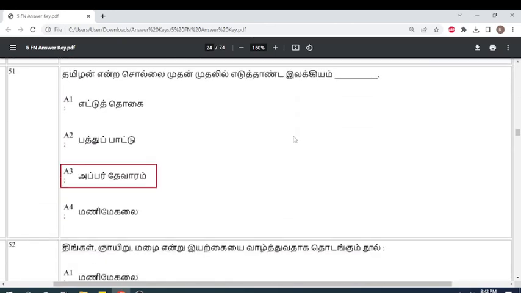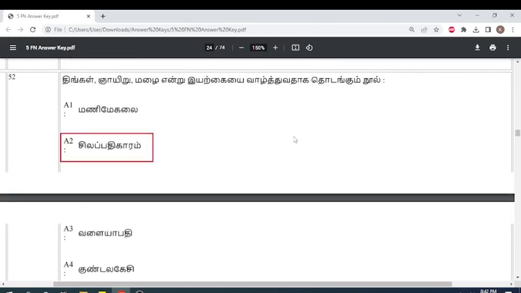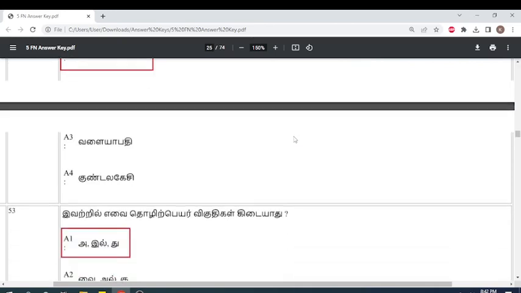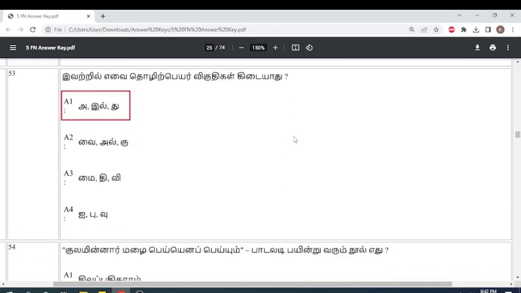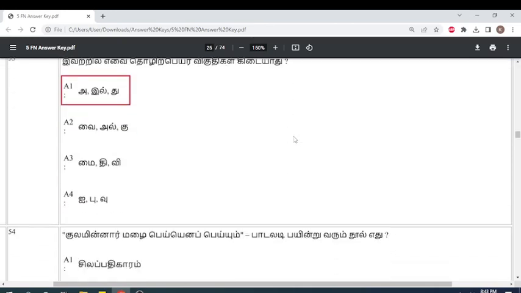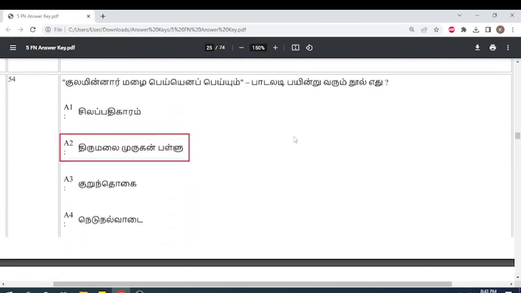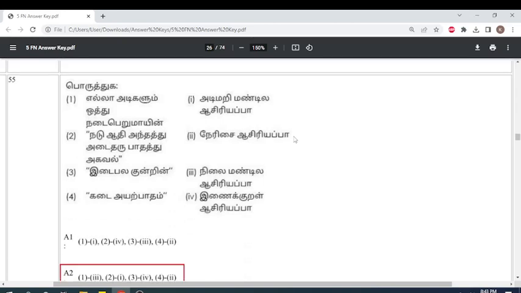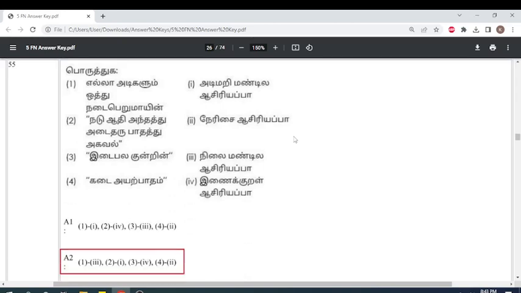51st question answer A3. 52nd question answer A2. 53rd question answer A1. 54th question answer A2. 55th question answer A2.